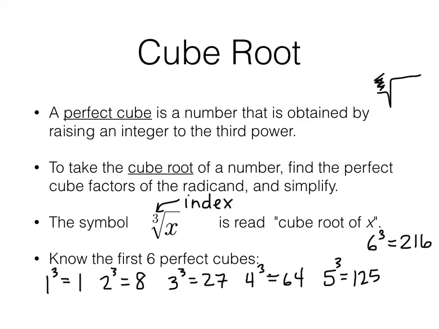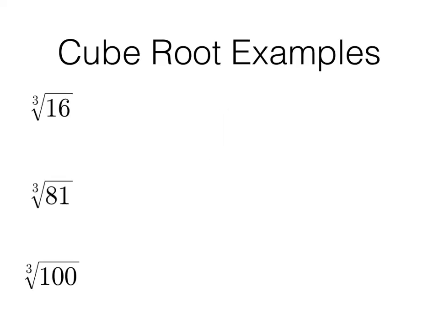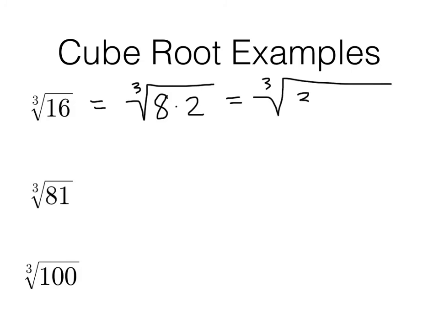All right, let's simplify a couple. 3, in fact. So we're going to start by finding our perfect cubes that go into 16. So based on the very short list we just had, what is the perfect cube that's a factor of 16? Well, based on that list, it's 8. So instead of a perfect square, it's a perfect cube. And this is how I can use that method from earlier.